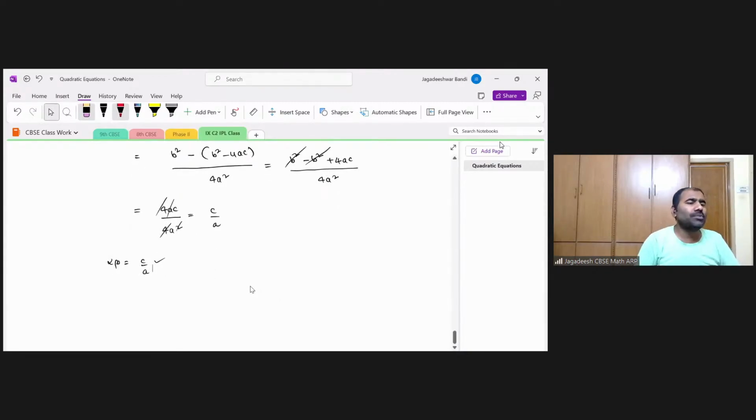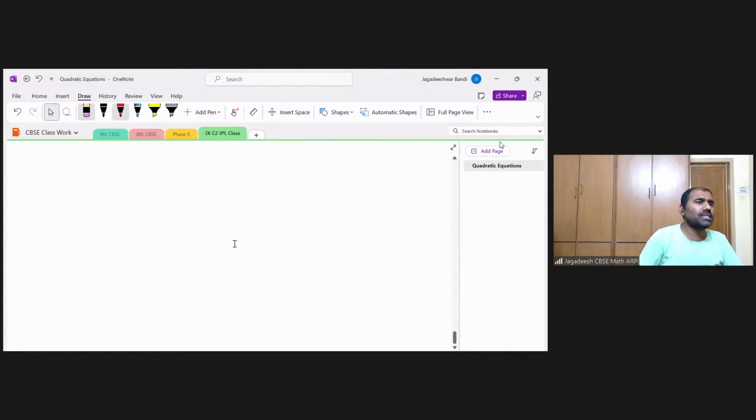Okay, now let's move to the next topic, that is nature of the roots. We have seen what are the roots of the quadratic equation, what is the sum of the roots and what is the product of the roots. Now let us see nature, like what type of roots a quadratic equation will have exactly. That is called nature. Okay, fine. So now let's move to the next topic, children. Nature of the roots.